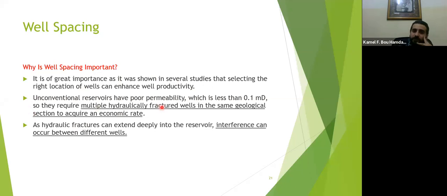Unconventional reservoirs are of poor permeability. So the permeability is lower than 0.1 millidarcies. We are going to need more than 1 fractured well within a geological area. But the problem here we are going to face is the interference. So interference is when the nearby wells are kind of affecting each other. So we are fracking 2 nearby wells. We might have, let's say, maybe proppants propagating from one well to the other, maybe fracturing fluids and so on. So this is an important phenomenon that occurs with well spacing.